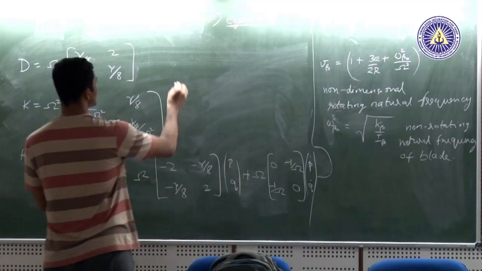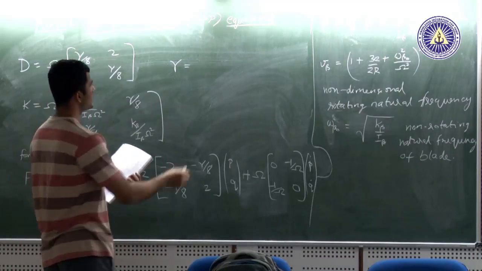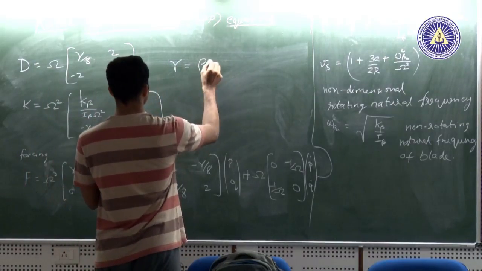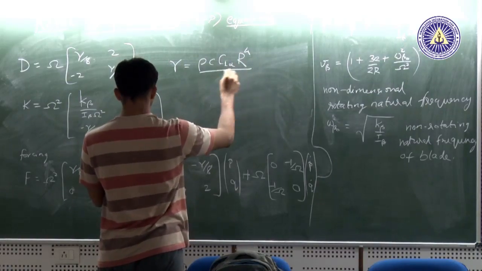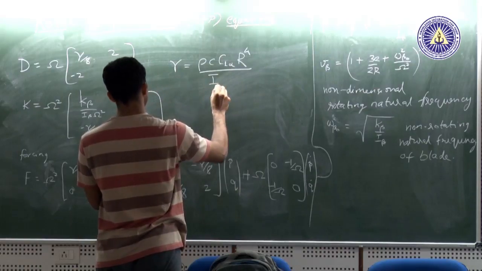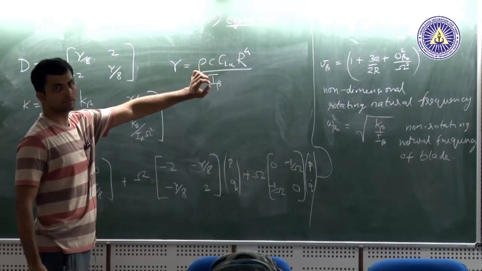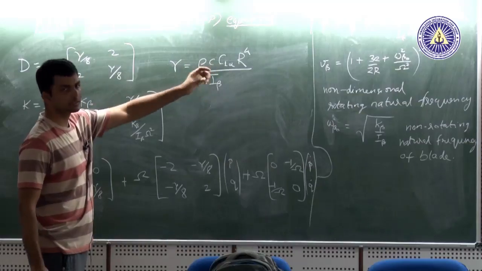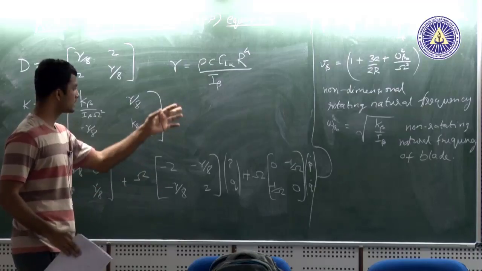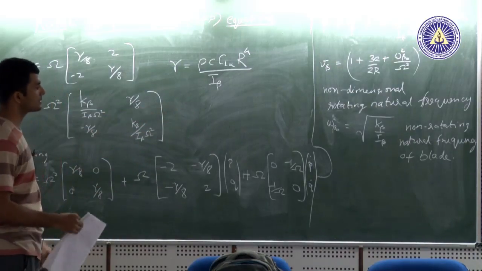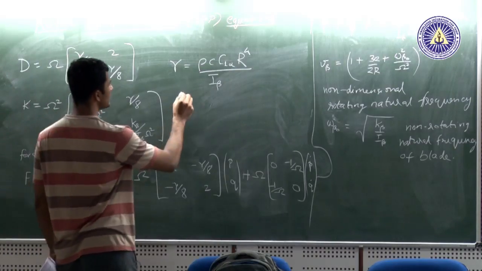So here gamma is a non-dimensional number called the blade lock number, and it is given by rho c CL alpha R to the power 4 by I beta. CL alpha is the lift curve slope for your main blade, c is the chord length of the main blade, R is the length of the main blade, and I beta is the same I beta that you have been seeing. It's the moment of inertia about the flap hinge.